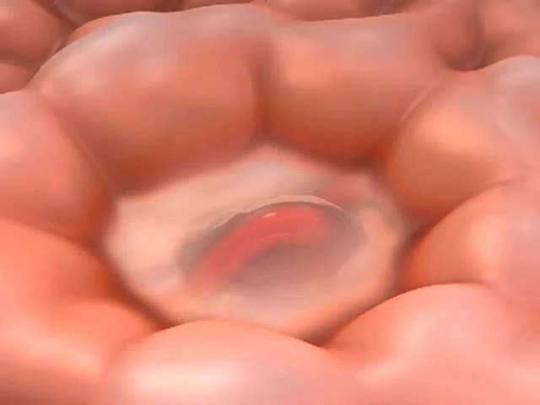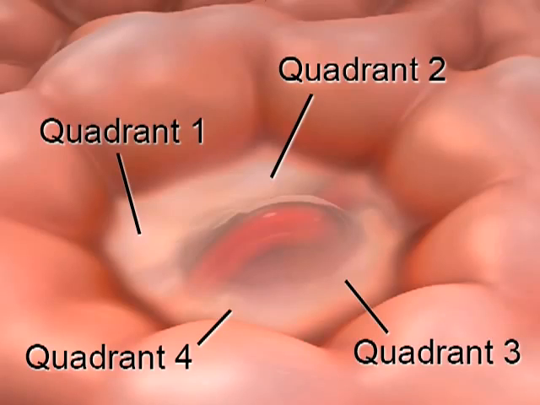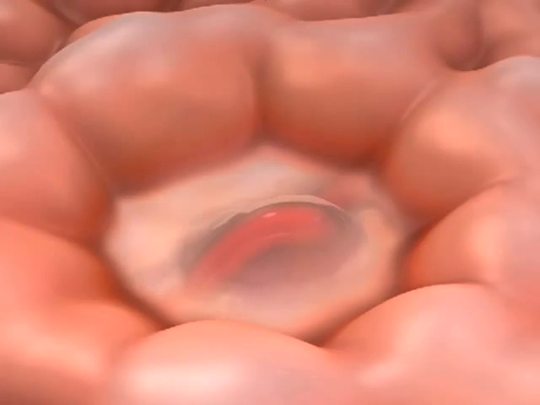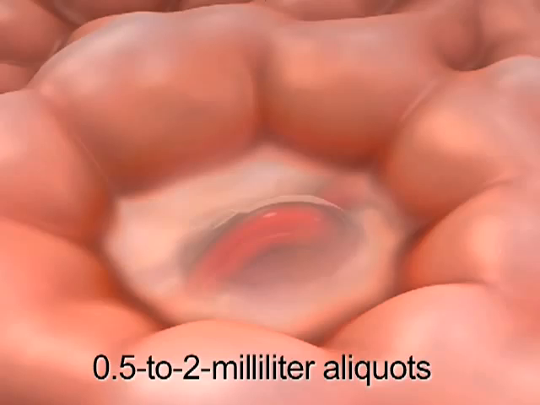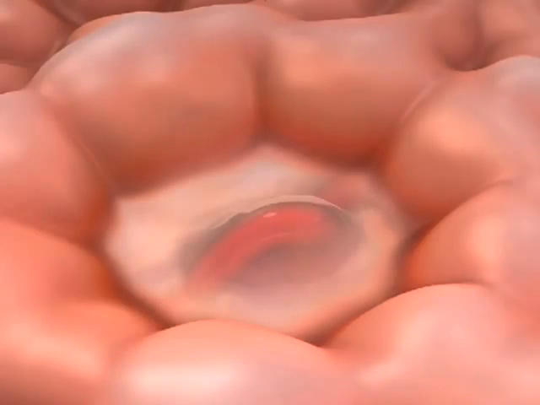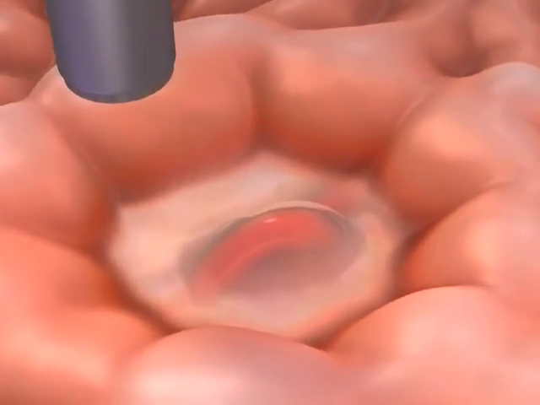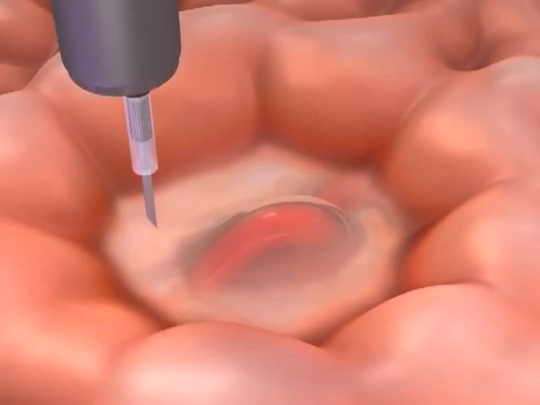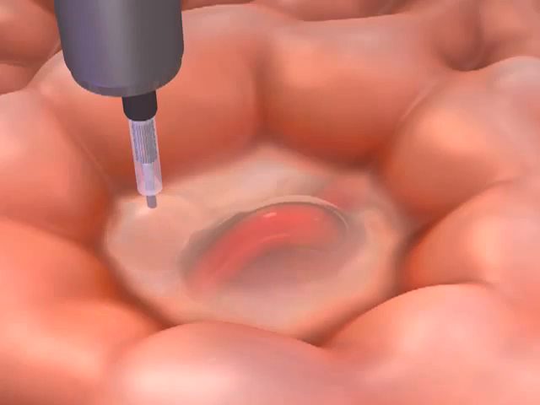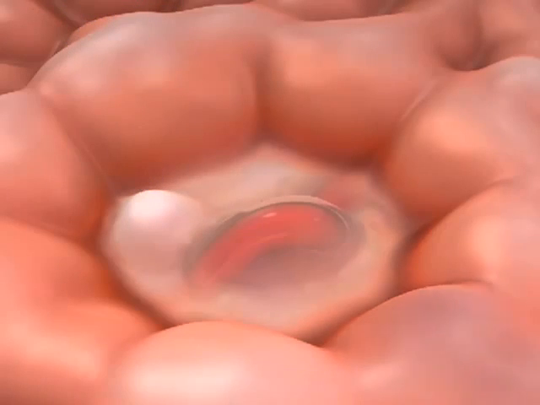Injections are typically made into the 4 quadrants surrounding the bleeding site. Injection directly into the underlying vessel is not recommended. Submucosal injections of 0.5 to 2 milliliter aliquots are recommended, and multiple injections per quadrant are usually performed. The technique of submucosal injection provides a volume tamponade effect plus possible local vasoconstriction and platelet plug facilitation.